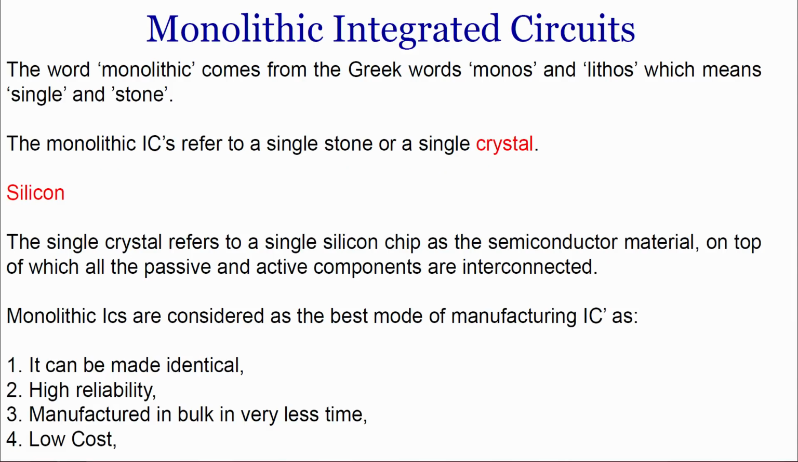Then we have seen monolithic integrated circuits, the circuits that are made on a single silicon chip, and the advantages are that it can be made identical, it is highly reliable, it can be manufactured in bulk, and it is low cost. And in fact, monolithic ICs are the best mode of manufacturing ICs.